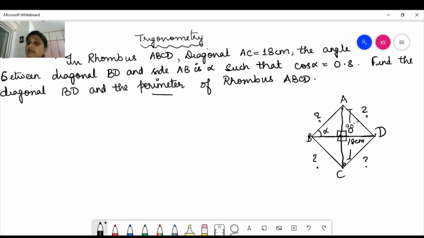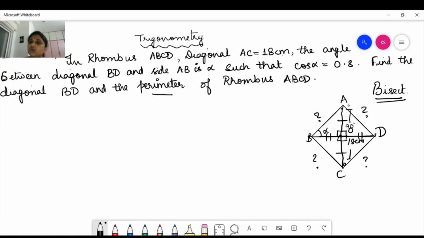Bisecting: bi means two. They bisect each other, meaning they divide each other into two equal parts. So BD splits AC into two equal parts. That's AO and OC are equal. And similarly, the diagonal AC bisects BD into two equal parts. That is, BO is equal to OD. These are the things that we can comprehend from this figure.